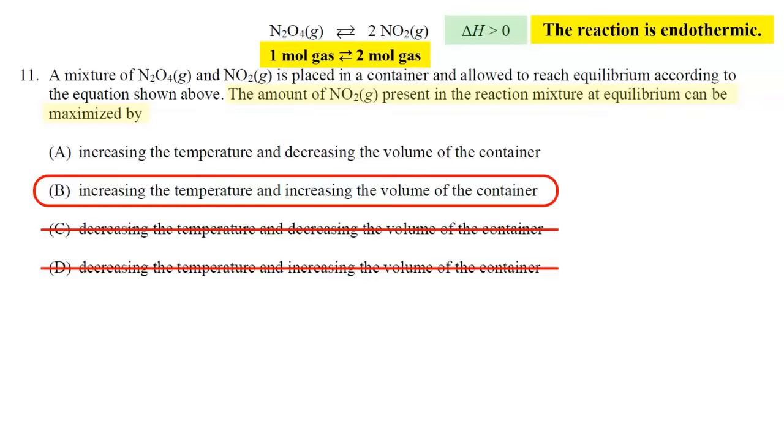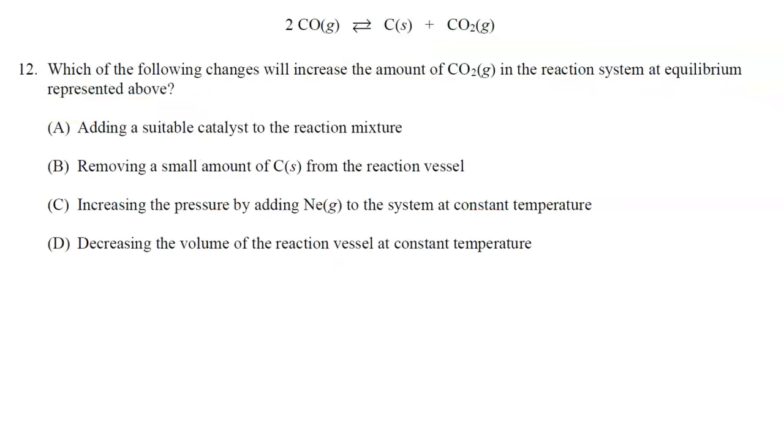Increasing the temperature for an endothermic reaction will cause a shift toward the right side of the equation, or toward the products. And in this example, because there's a greater number of moles of gas on the right side of the equation, increasing the volume of the container will also cause a shift toward the right side. So again, the correct answer to question 11 is choice B. Now let's take a look at question 12.